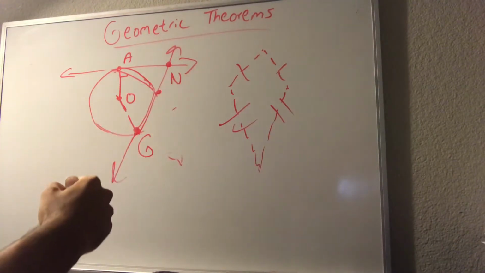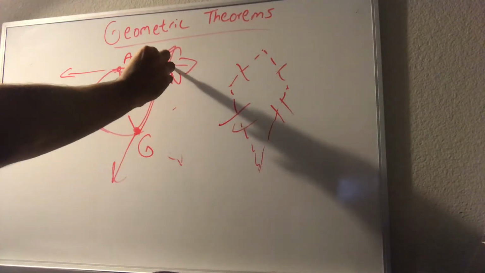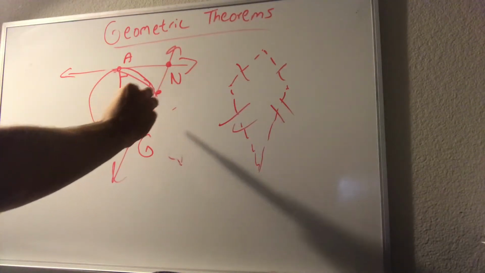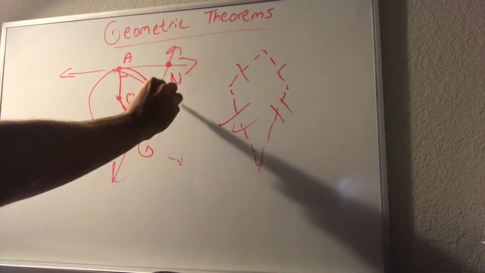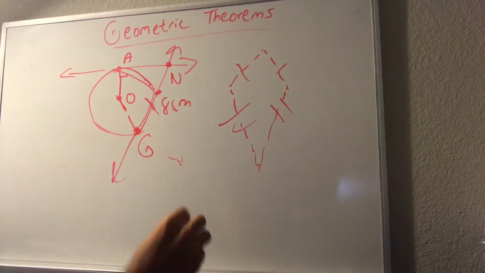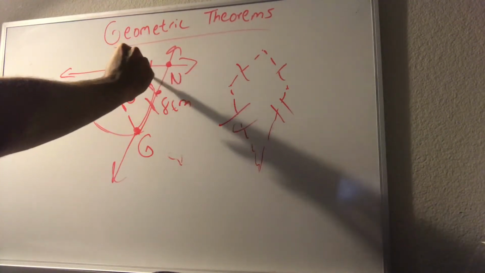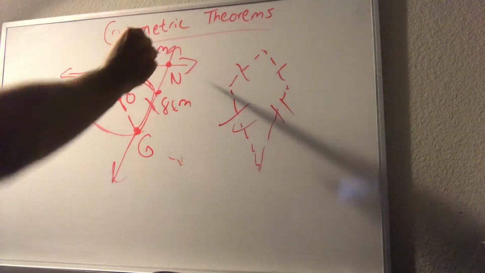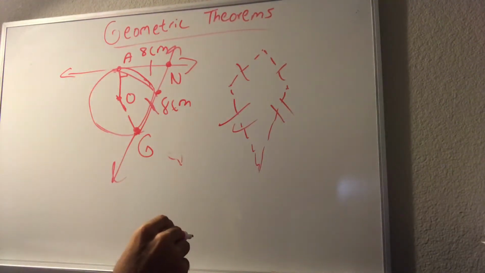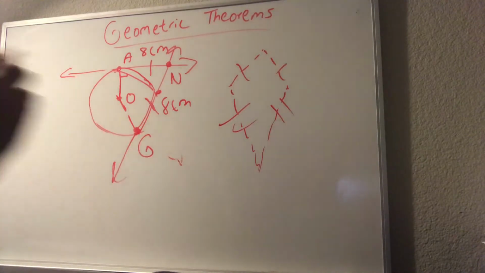So you see that this segment from N all the way to G could be, I don't know, 8 centimeters, right? And if this is 8 centimeters, then the segment from N to A is also 8 centimeters. So that's just another property you may want to keep in mind.